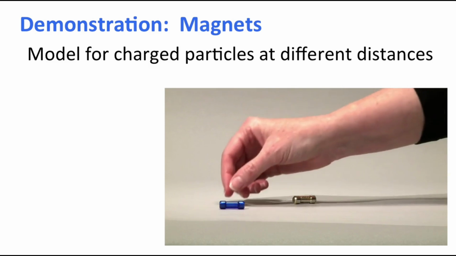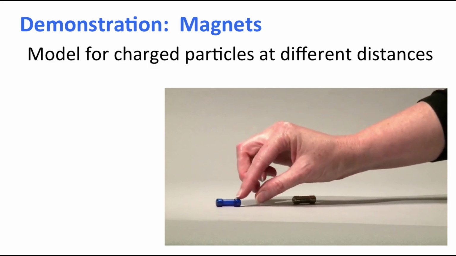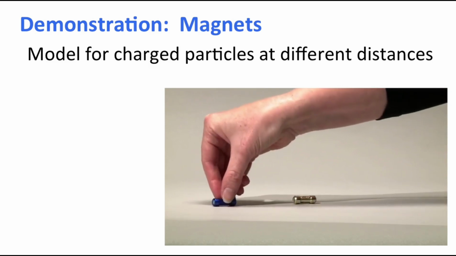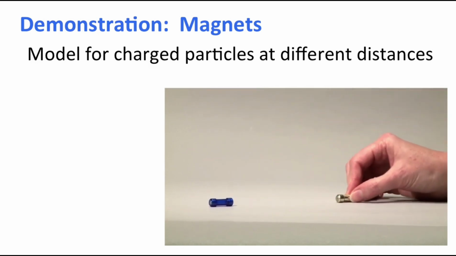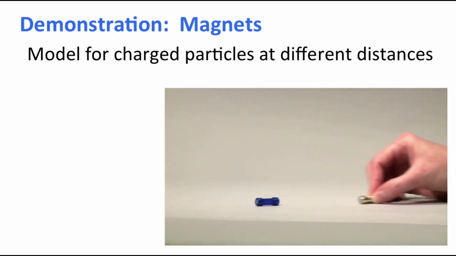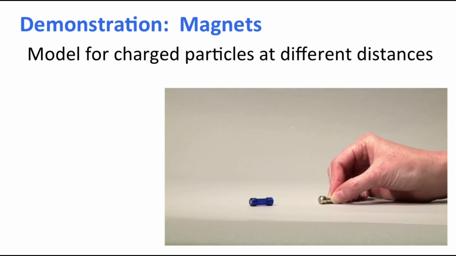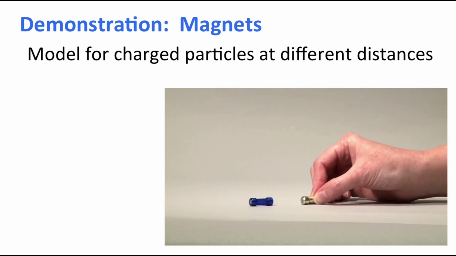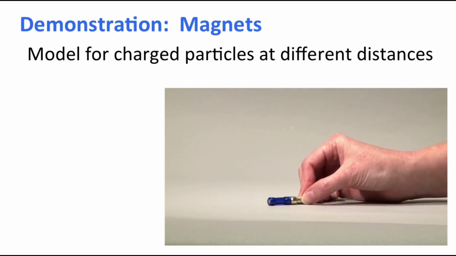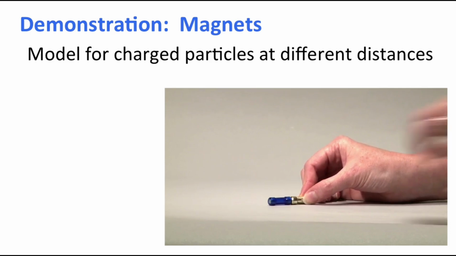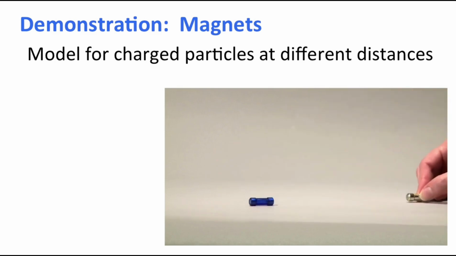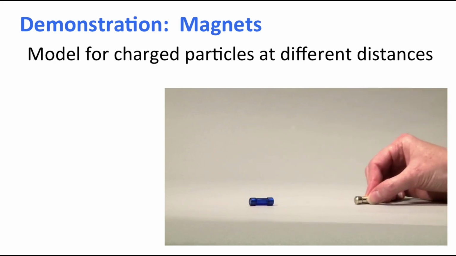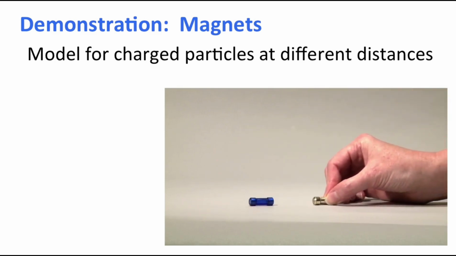In a second experiment, instead of having the like poles of the magnets facing each other, what if I turn the blue one around? Now I have the negative pole of the blue magnet facing the positive pole of the gold magnet. Again, at large distances, there's no visible evidence of interaction. They're just too far apart to feel each other's presence. But this time, as the two charges approach each other and get closer and closer, they are attracted to each other because the lowest energy is the case where the opposite charges are close together.